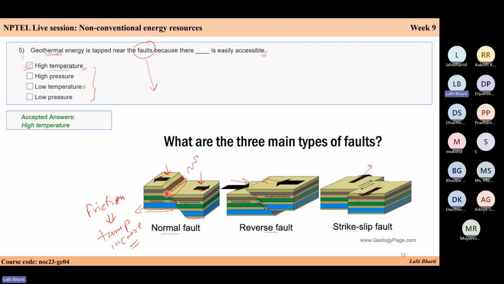So due to the friction, you will see there is a very high temperature. This is the origin of geothermal energy. So geothermal energy is tapped near the faults because the high temperature is easily accessible. You have the high temperatures in these regions. That's why these are considered as the sources of geothermal energy.